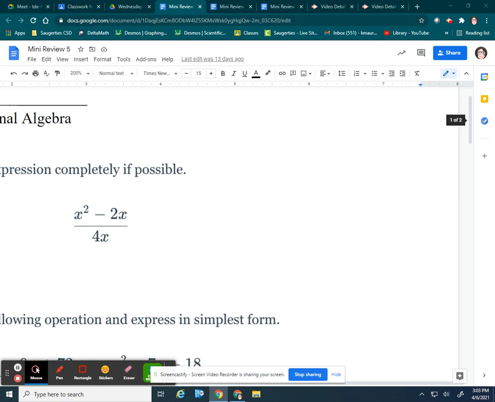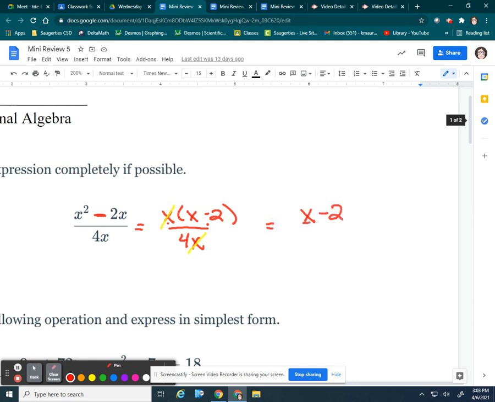It says simplify the expression completely if possible. So we have a binomial divided by a monomial. When you have plus and minus signs here, you have to factor. So I have my bottom, and then I'm going to take a GCF out of the top. So what I have on top now is a monomial and a binomial. I can cross out monomial factors. So my final answer is x minus 2 over 4. That is my simplified expression.